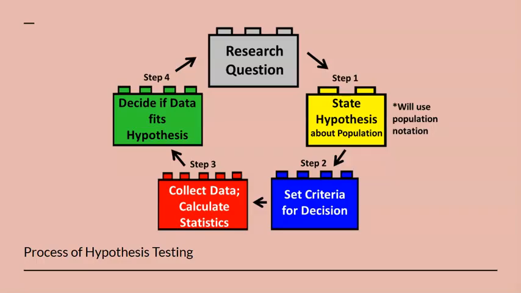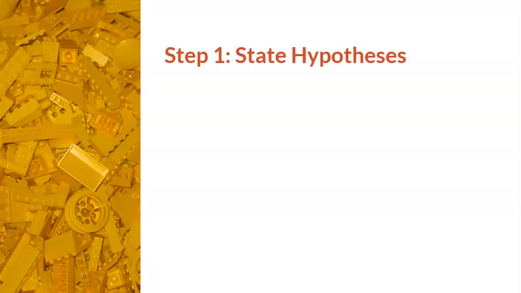This diagram illustrates the process of hypothesis testing. We will use the same 4 steps in conducting a one-tailed hypothesis test, well, with some modifications along the way. Step 1, the yellow Lego, is to state hypotheses. Since we are using directional hypotheses instead of non-directional, we will have our first modifications in this step.